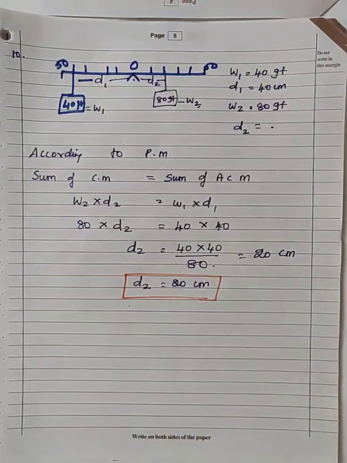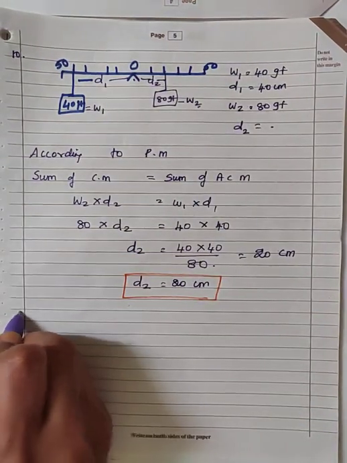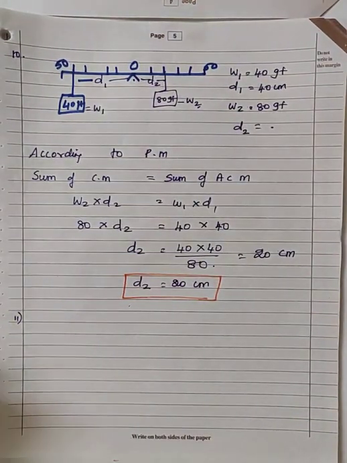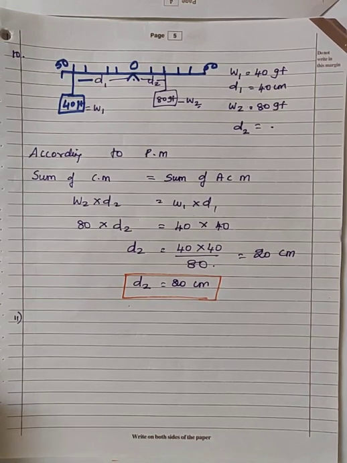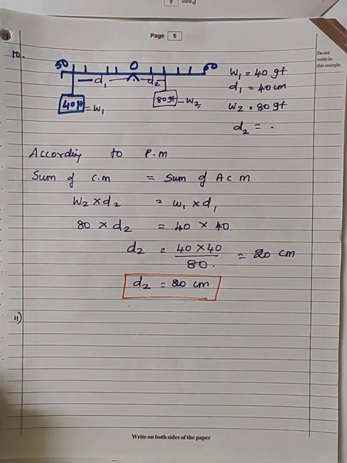Okay. Next, come to the 11th question. So in the 11th question, the diagram is given in the textbook. From the diagram, write the data. Here, 40 gram force is suspended at the mark of 10 centimeter. And the other side, 20 gram force is suspended at the point of 90 centimeter.